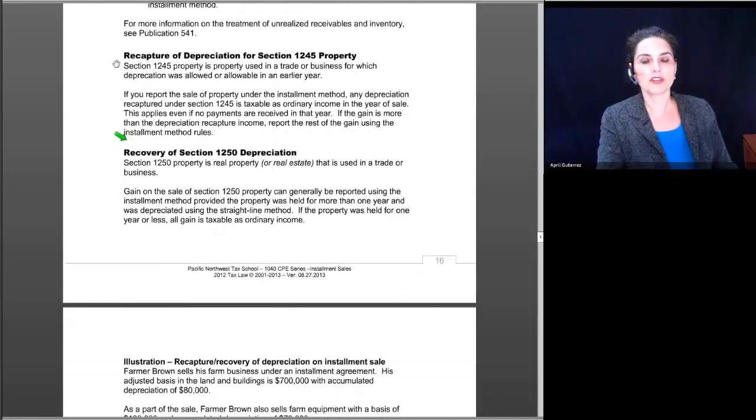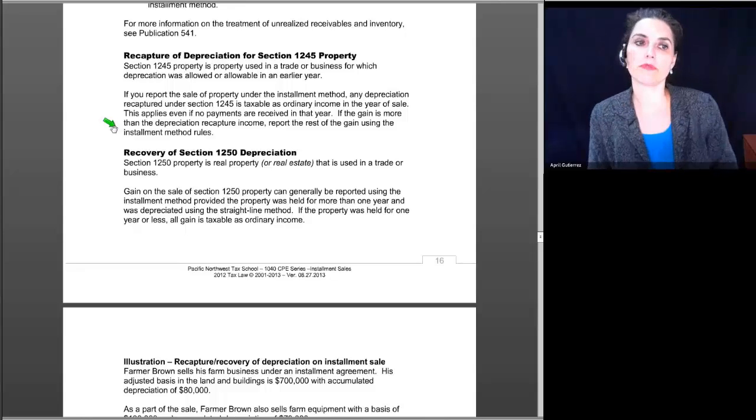Recapture of depreciation for Section 1245 property. Section 1245 property is property used in a trade or business for which depreciation was allowed or allowable in an earlier year. If you report the sale of property under the installment method, any depreciation recaptured under Section 1245 is taxable as ordinary income in the year of sale. This rule applies even if no payments are received in that year.